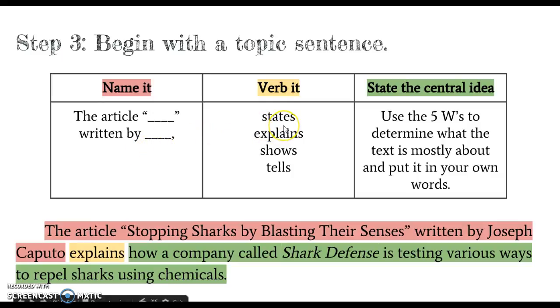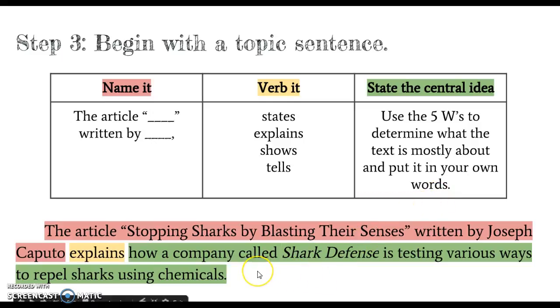Then you'll go ahead and verb it. So you're going to use a word like states or explains or shows or tells. And finally, you'll provide the central idea of the whole text using the 5 W's to help you figure out what the text is mostly about. Make sure that you state the central idea in your own words.